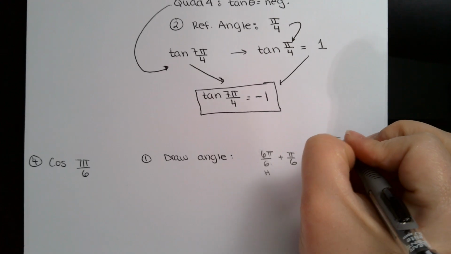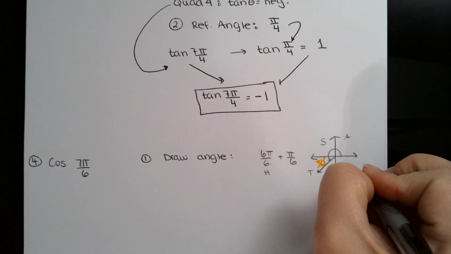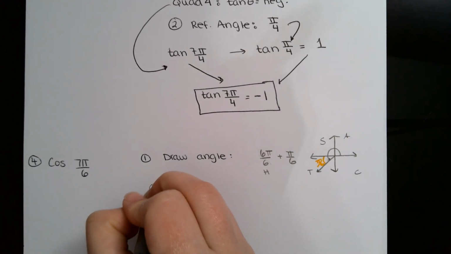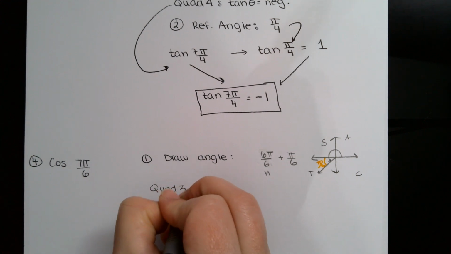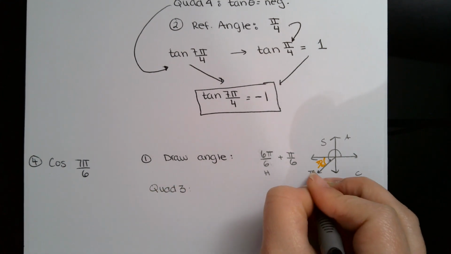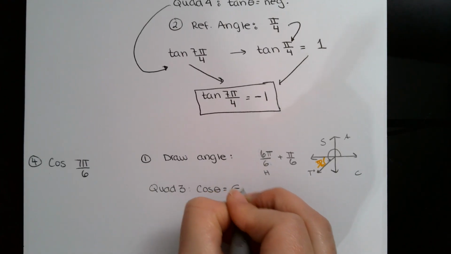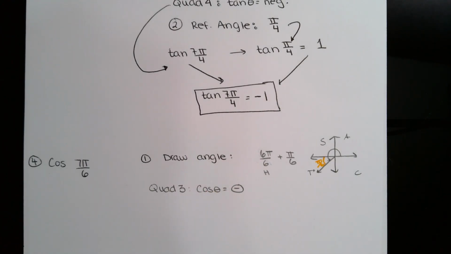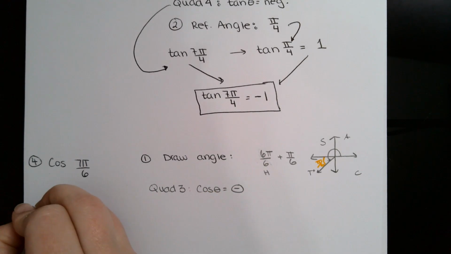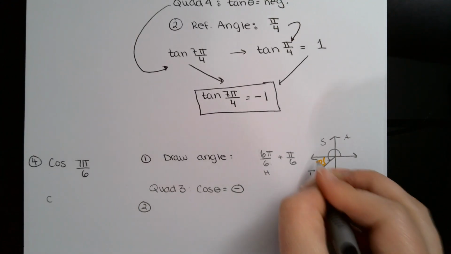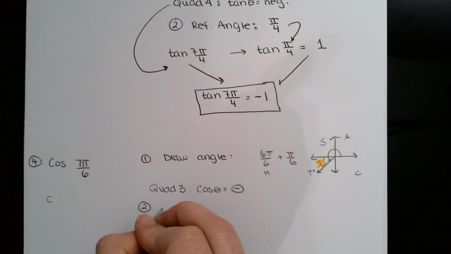This is in quadrant 3. All students take calculus. So that means tangent is the only thing that's positive. So if it's asking for cosine, cosine is going to be negative in quadrant 3. The reference angle is going to be pi 6 or 30 degrees.